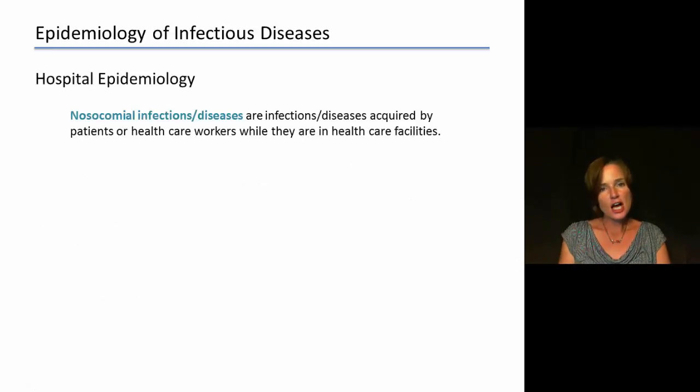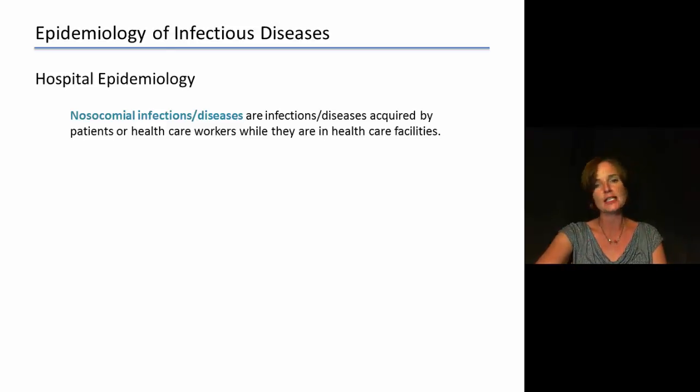The last thing to talk about here is what we call hospital epidemiology. There are a number of infections or diseases that are acquired by patients and healthcare workers when they're in some type of healthcare setting. This could be actually being admitted to the hospital. It could be working at the hospital. This could be going to a doctor's appointment, waiting in a waiting room. All of that is related to a healthcare facility of some type. So that's what we're talking about here.